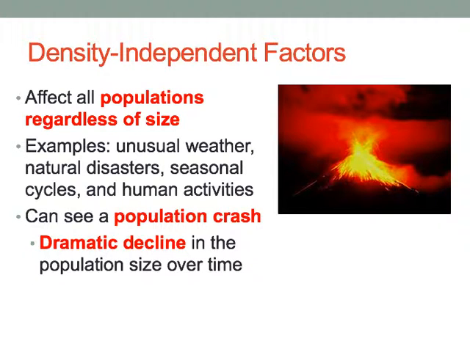So density independent factors are different factors, and they affect all populations regardless of size. These are usually going to be natural disasters that have no dependence on how many organisms are within a population. So examples are unusual weather, natural disasters, seasonal cycles. So there might be a drought that would affect the population regardless of how dense that population is. And human activities, regardless of how dense a population is, we definitely contribute to that population in general.